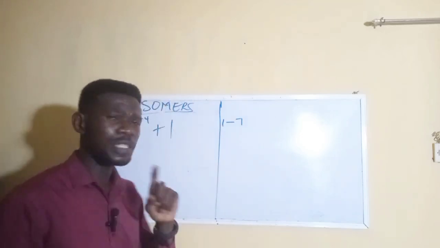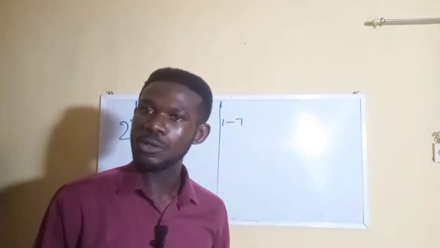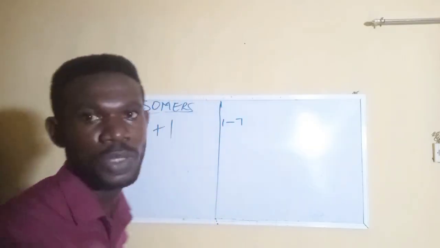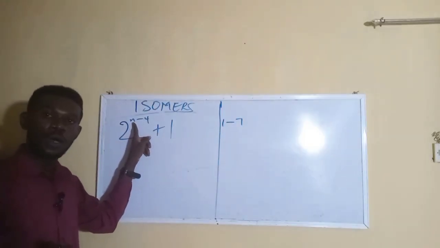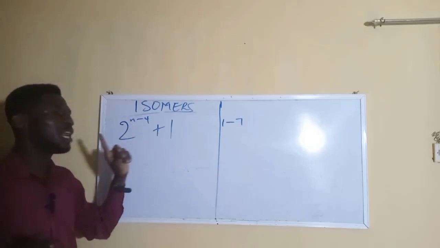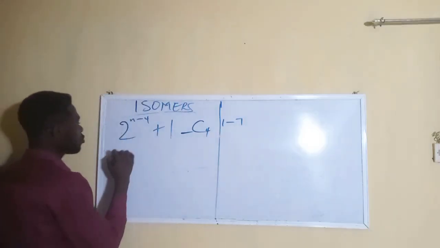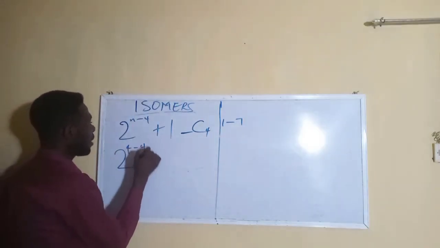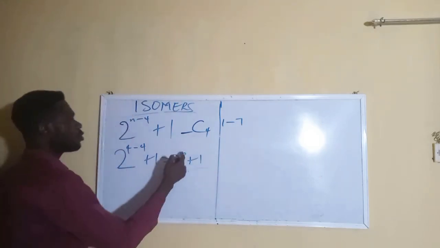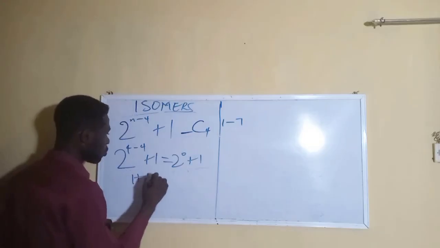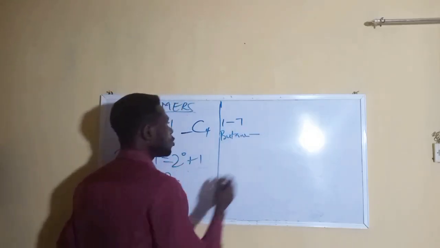So if we start with butane, which is carbon number 4, how do we determine the number of isomers it possesses? Remember that n stands for the number of carbon atoms. So for butane, which is carbon number 4, you insert it inside the formula. You have 2 raised to power (4 minus 4) plus 1, and this gives you 2 raised to power 0 plus 1. 2 raised to power 0 is 1, so you have 1 plus 1, which is 2. So butane has 2 isomers.